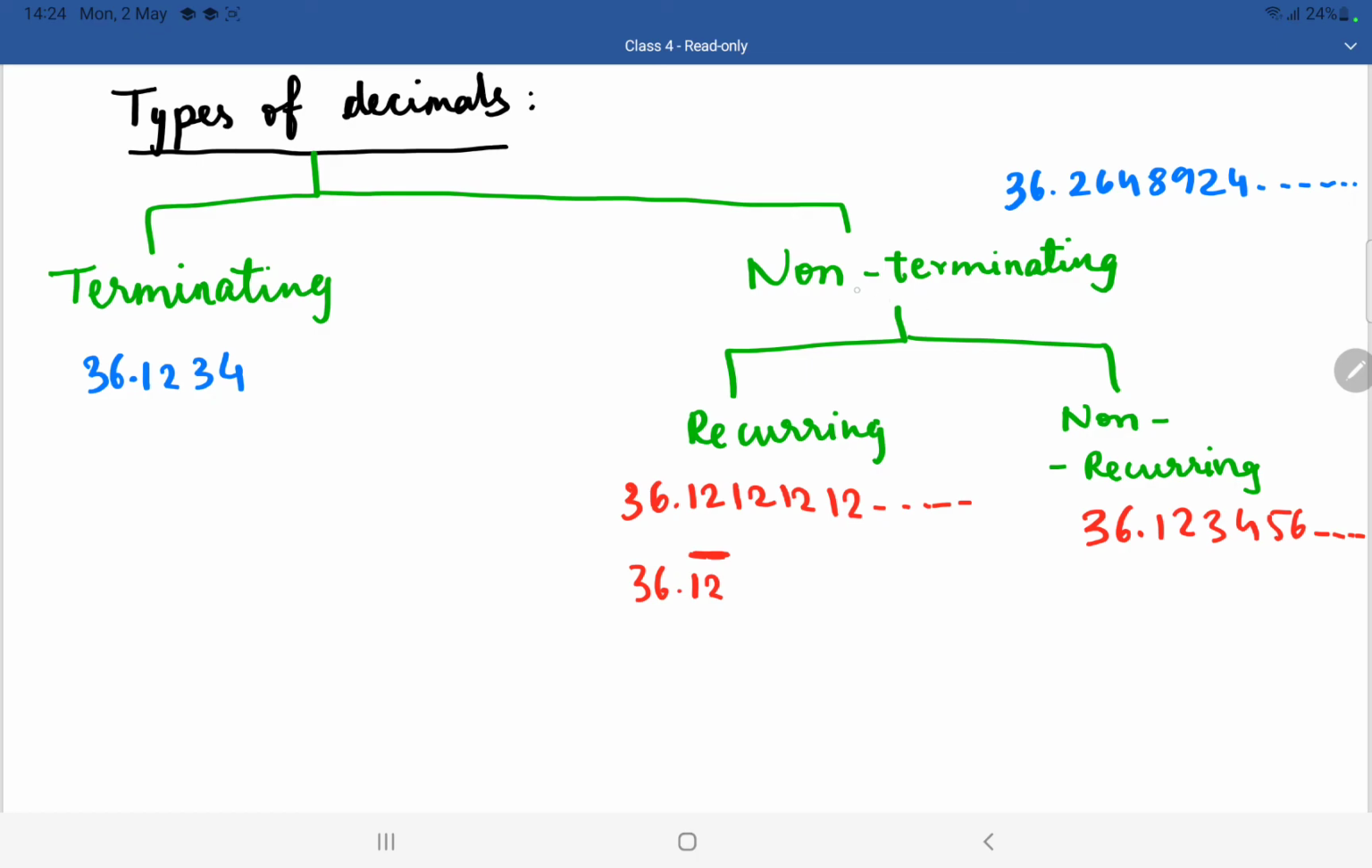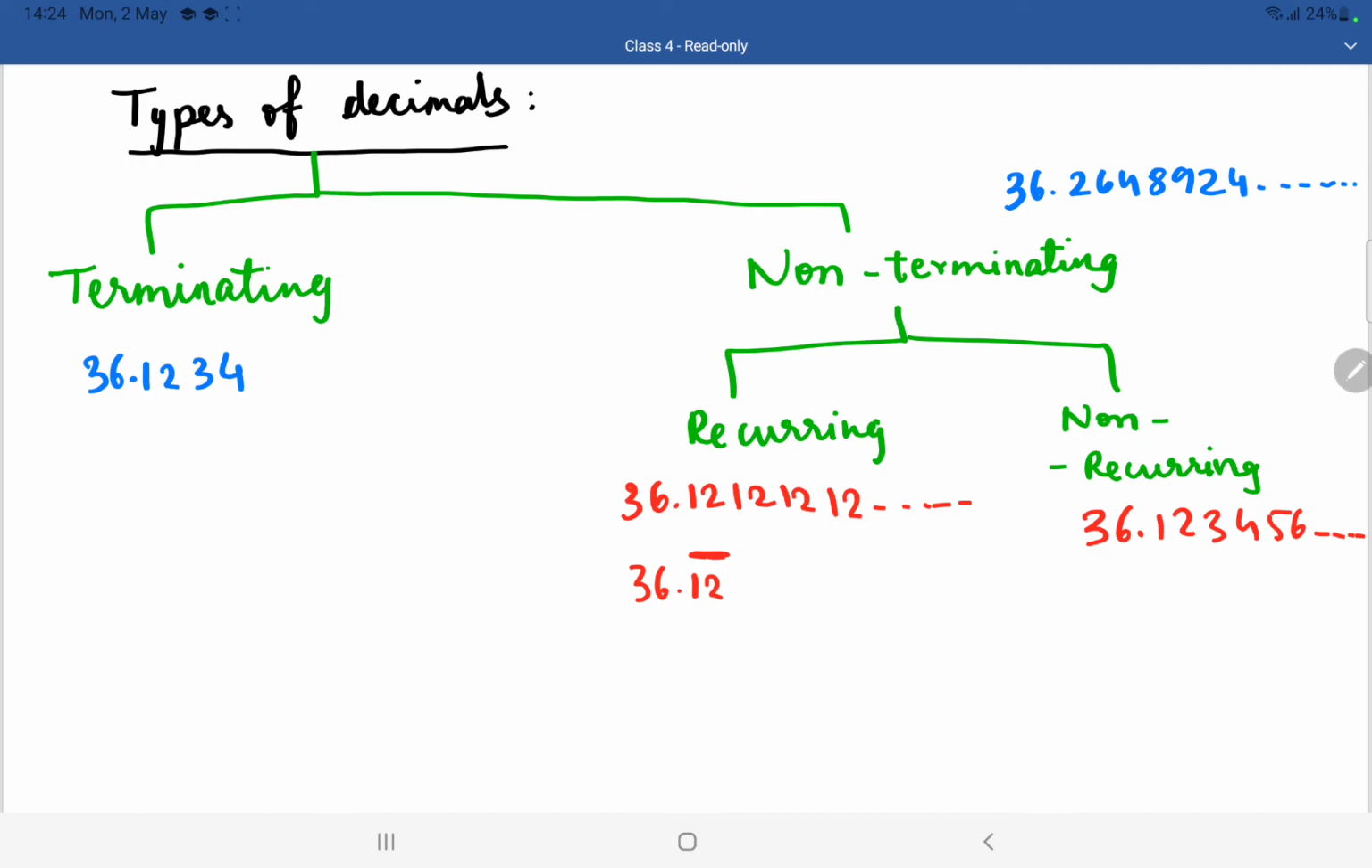Coming to non-terminating, again we have two types in non-terminating. One is the recurring decimals, the other one is the non-recurring decimals. Under the recurring decimals, the same numbers will be repeating again, like 1 2 1 2 1 2. It will be repeating so on till infinity. So to represent that, instead of writing all these many times, we can write 36.12 bar. Bar here represents that the same number is going on till infinity.